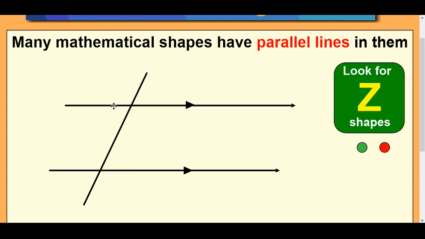And I'll show you the first Z shape I'm going to look at, which is here. So you can see a Z shape appearing. So we go along a parallel line, down this kind of cutting through line, if you like, and then along the other parallel line to create our Z shape. It's really important that the lines are parallel for this to work. Okay, now we're looking for angles that are the same. So this angle up here is exactly the same as this angle down here.